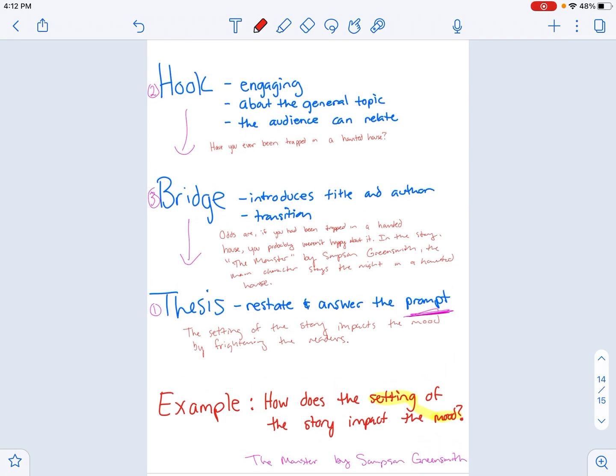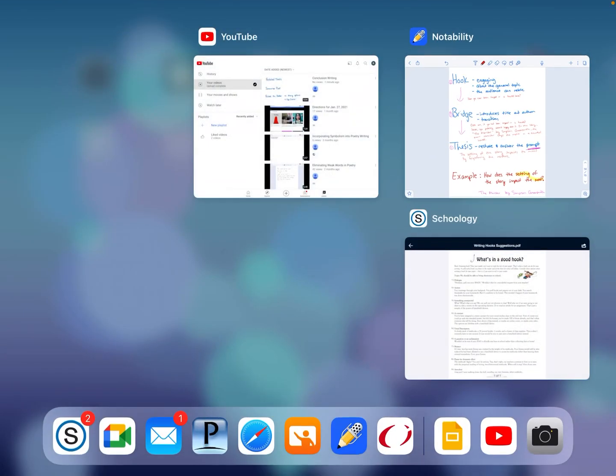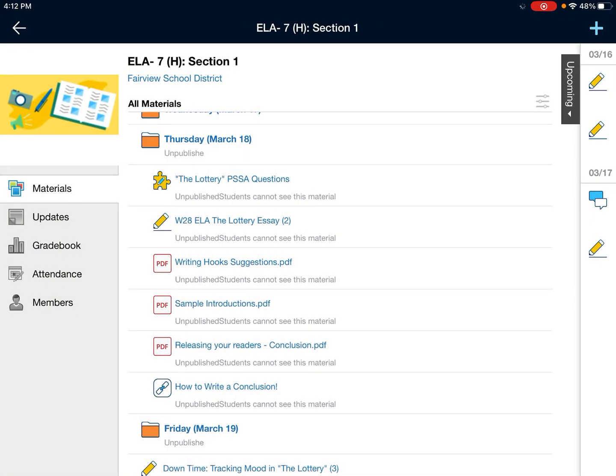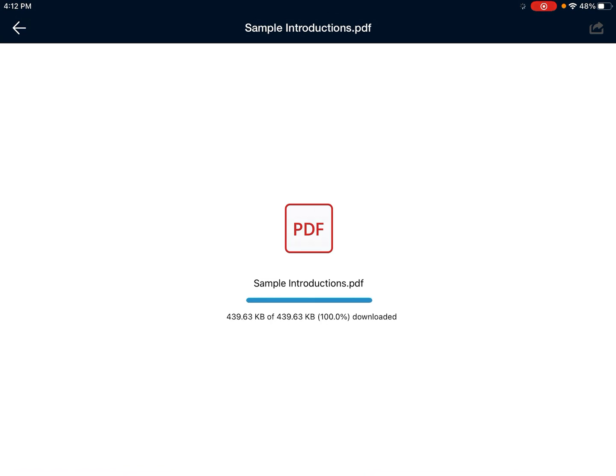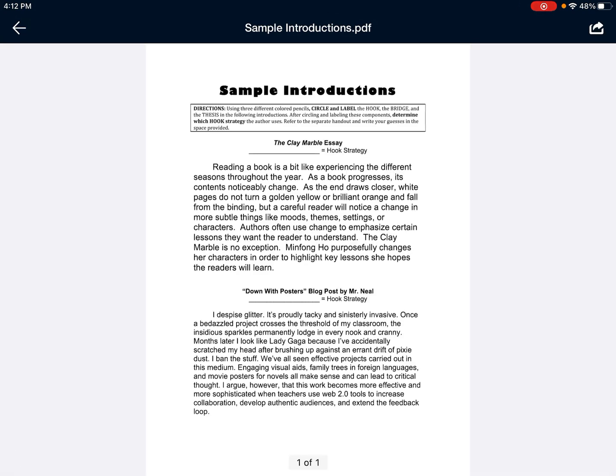Now it's your turn. In Schoology, we have those writing hook suggestions that you can look at. I've also provided for you some sample introductions. These can be really nice, really helpful, just in seeing how we can pull the readers in and introduce a general topic and then eventually transition into the more specific thesis that we have. So give those a look over, and if you have any questions about writing your introduction, reach out and let me know.